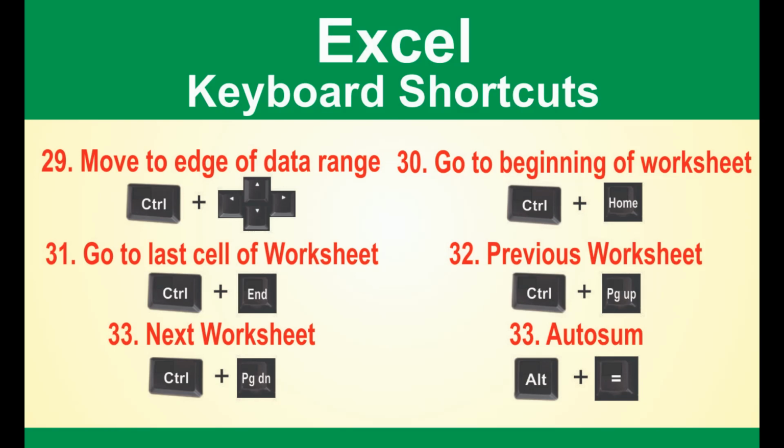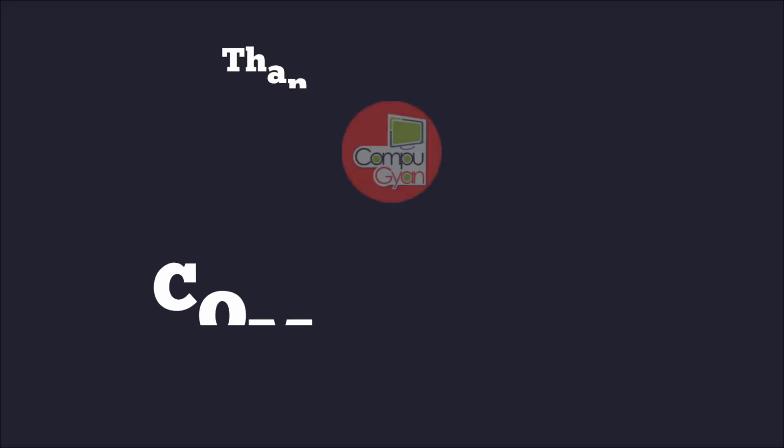On the other hand, Ctrl+End brings you to the last cell of the worksheet. Switching between worksheets is a piece of cake with Ctrl+Page Up and Ctrl+Page Down. And when it comes to calculations, Alt+= lets you use the AutoSum function on selected cells effortlessly.